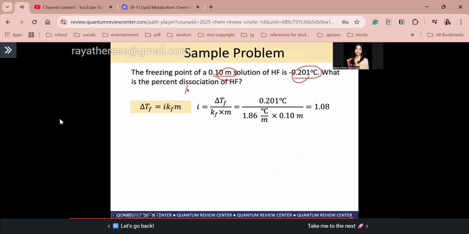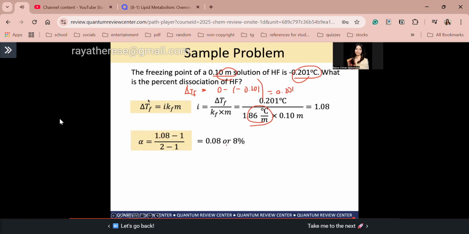So let's find the change in TF. We know that the freezing point of normal water is 0, minus the freezing point of the solution, negative 0.201. So we know the change in TF, which is 0.201. Let's solve. The Van 't Hoff factor is equal to the change in TF, 0.201 degrees Celsius, divided by KF, the constant for freezing point, 1.86 degrees Celsius per molal, times the molality, 0.10 molar. Solving, we get 1.08 for i.